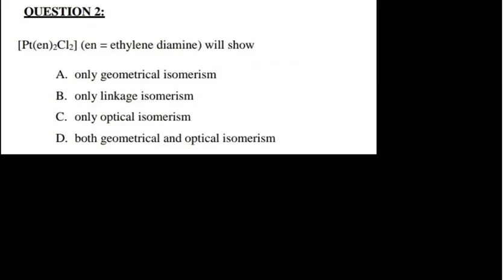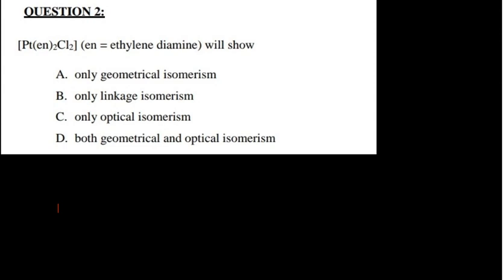The problem says a platinum complex is given, dichlorobis(ethylenediamine)platinum(II) ion, okay. And what kind of isomerism will it show? Will it show geometrical isomerism, linkage, optical, or both, right? For this, guys, you have to draw the structure of this compound. So if you want to draw the structure, what you can do is change the color.